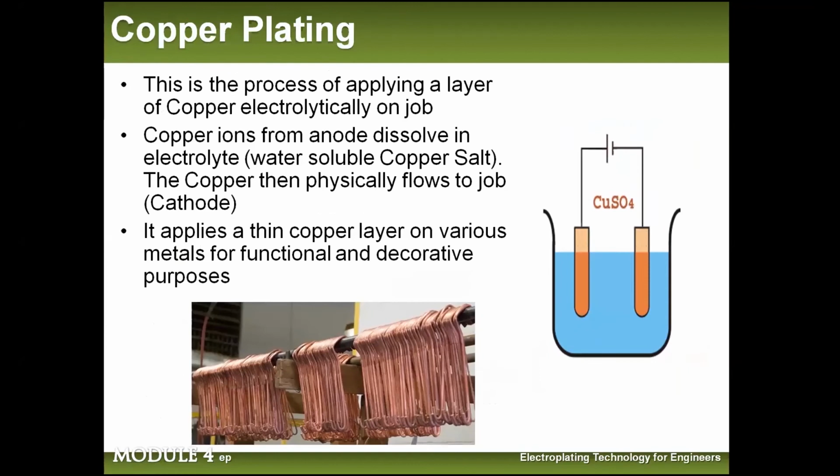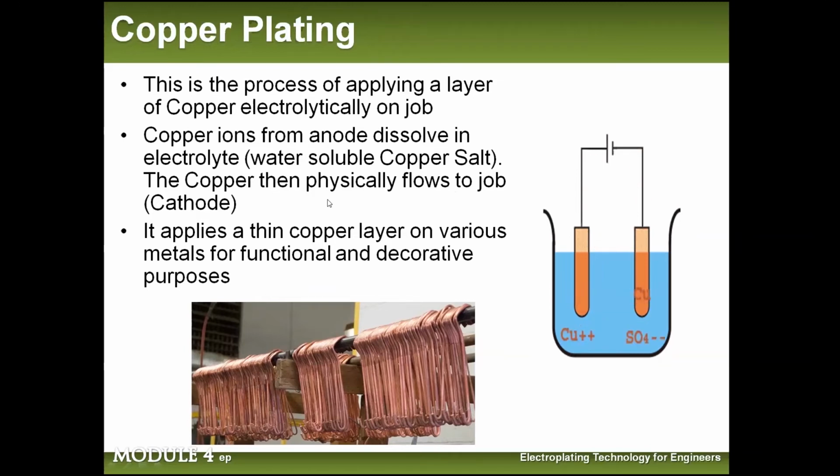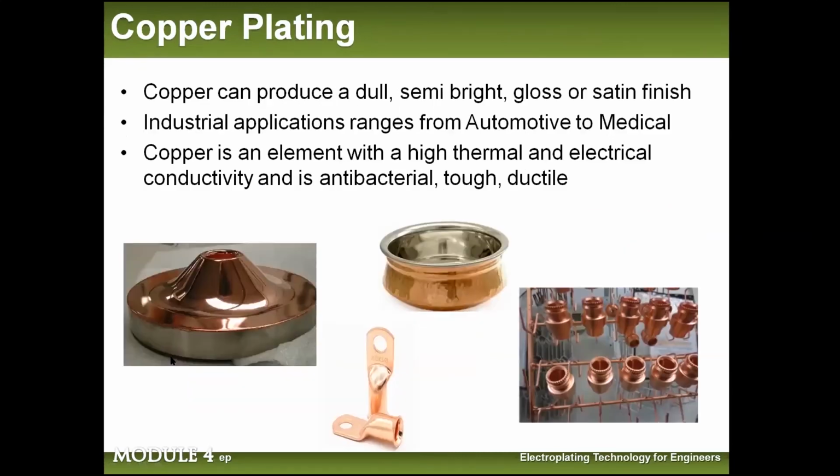This is okay. Now we come to copper plating. This is the process of applying a layer of copper electrically on the job. Copper ions from the anode dissolve in the electrolyte. These are all water-soluble salts, especially CuSO4, what we discussed earlier. The copper then physically flows to the job, which is the cathode, and applies a thin copper layer on various metals for functional and decorative purposes. Copper can produce a dull, semi-bright, gloss or satin finish.